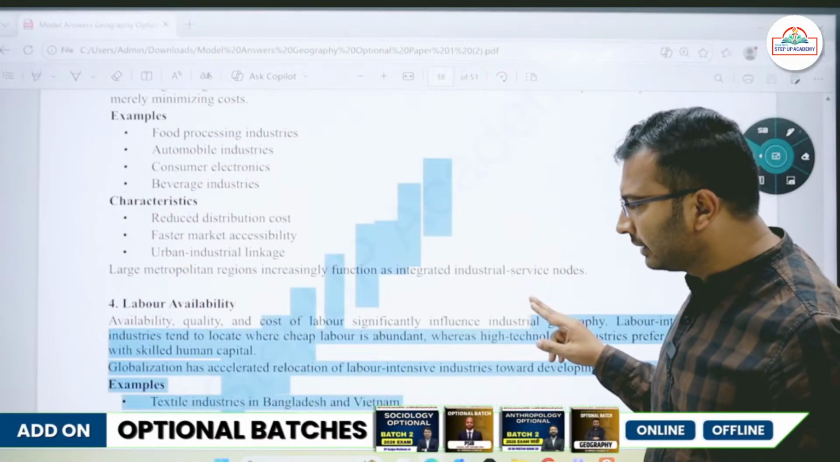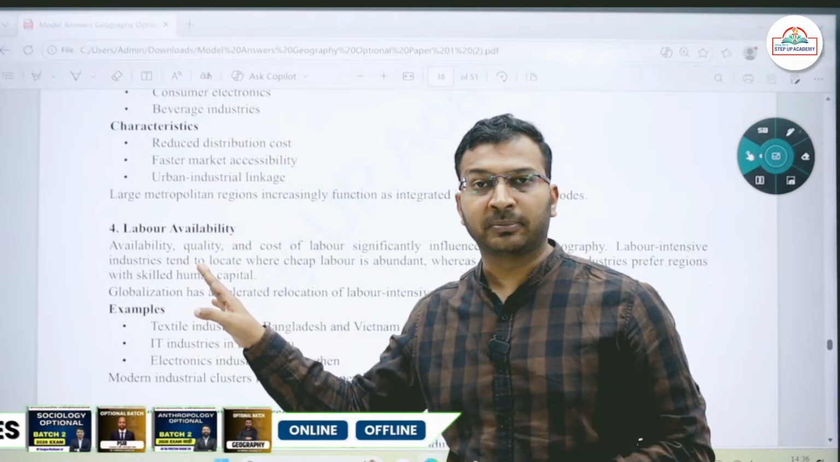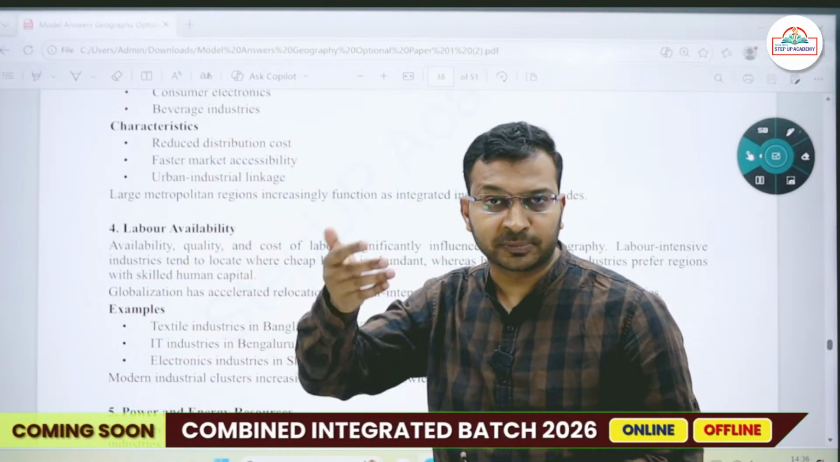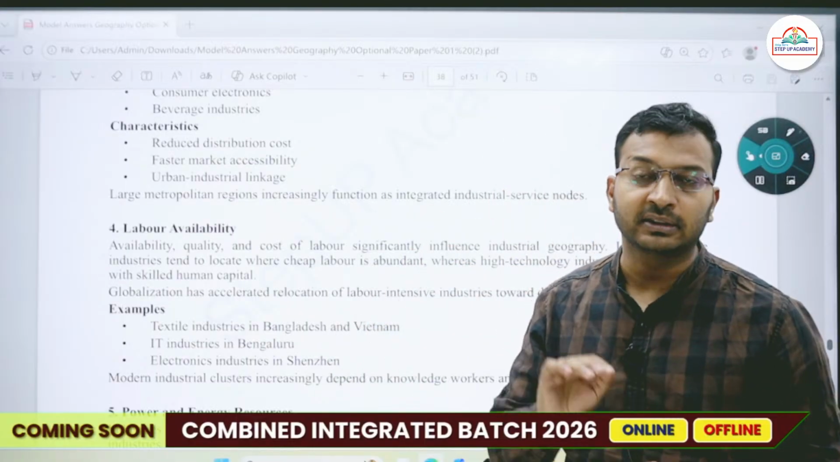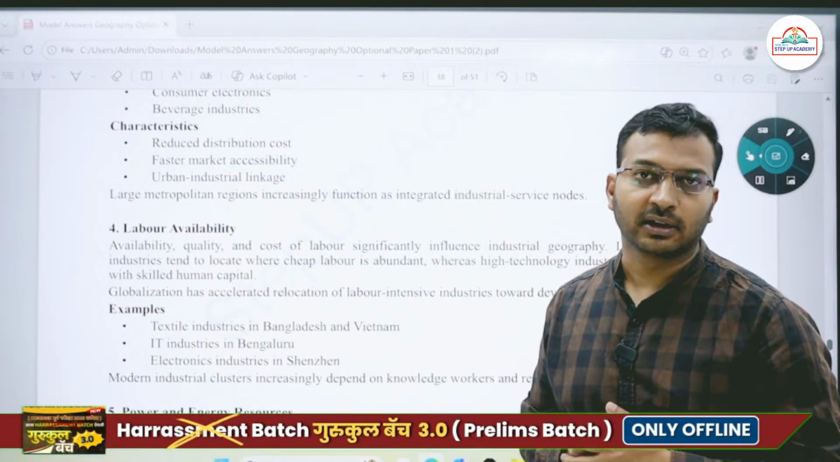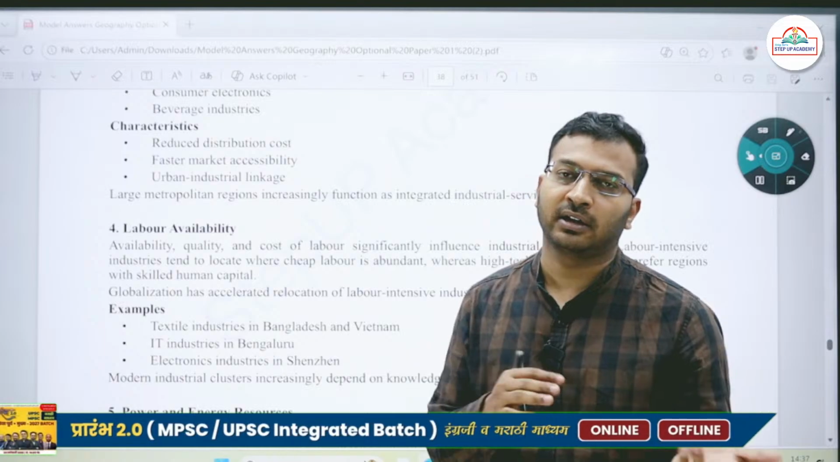Then next is the availability of labor. Not just the availability of labor, the labor should be of a certain type. Certain specific industries require quality labor, they require highly skilled human resources. For example, if I talk about the IT sector, information technology industries won't be located at just any place.